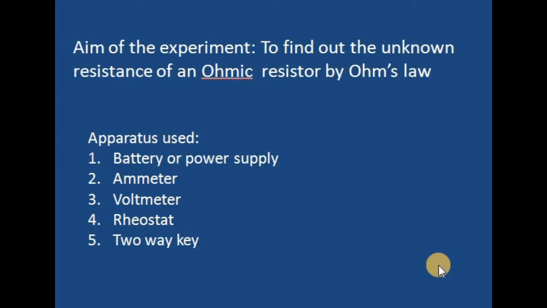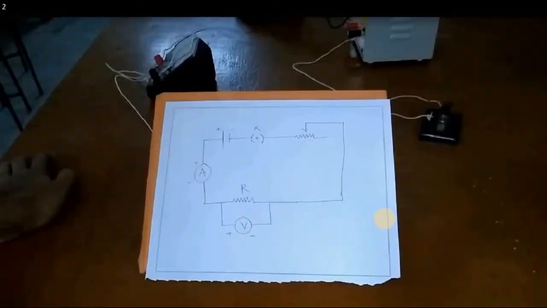So for this experiment you need a battery or a power supply, one ammeter, one voltmeter, one rheostat, that means a variable resistor, and two-way keys. So this is the circuit diagram of Ohm's law.